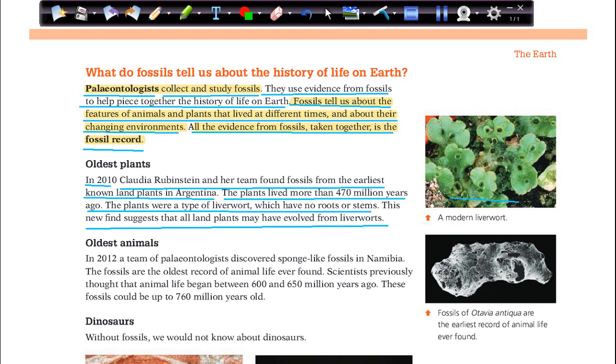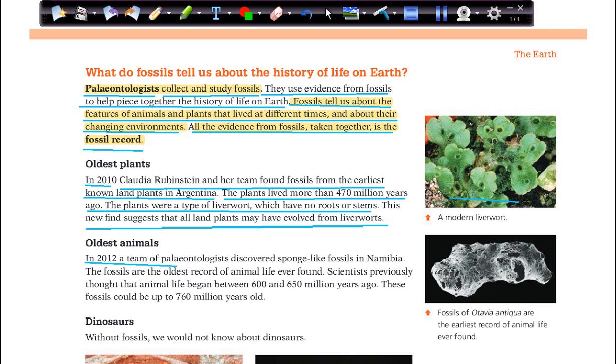So when they found this plant in Argentina, they suggested that all the plants on land evolved from liverworts, and then developed and formed new, different plants. Oldest animals. So this was about the plants. What about the animals? How much can they know about the animals?